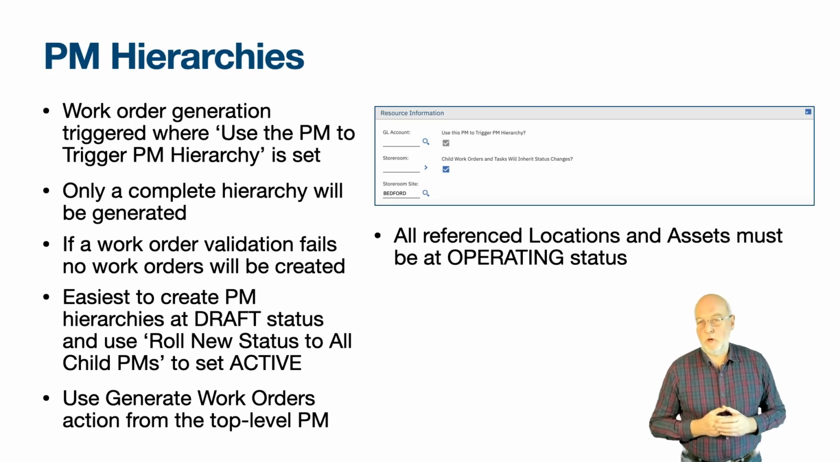When the generate work orders action is successful, you will receive an information message for each PM in the hierarchy of the form BMXAA3208I, PM1037 created work order 1524. If there are 10 PMs in the PM hierarchy, you will receive 10 messages of this type.